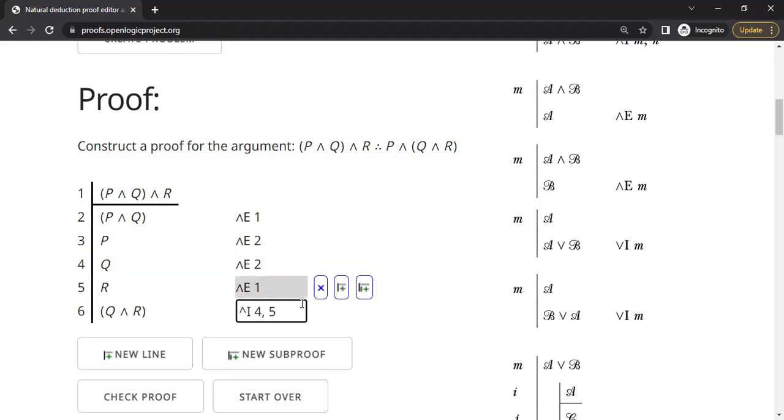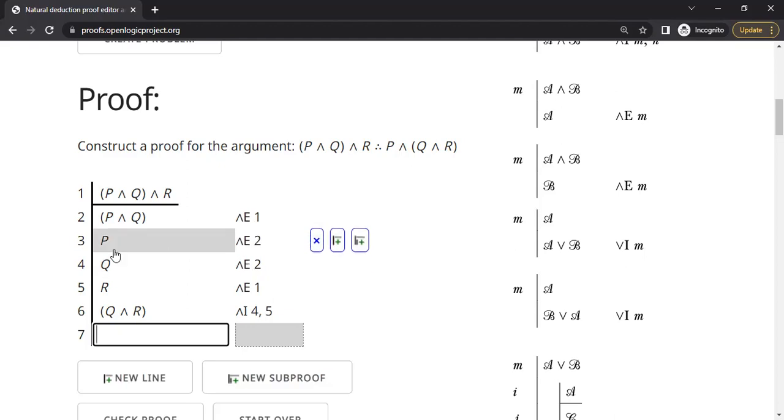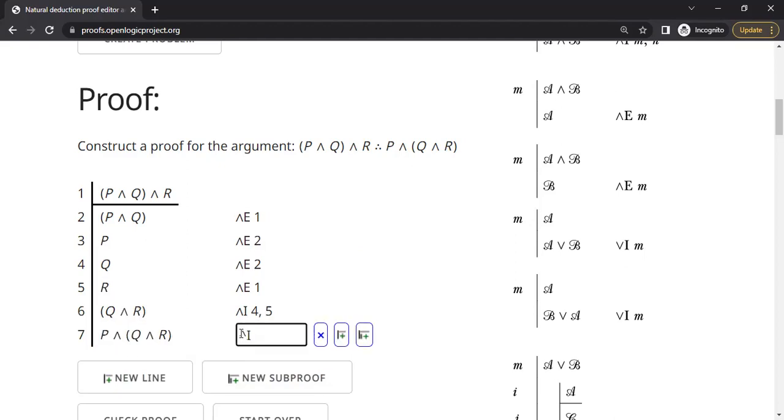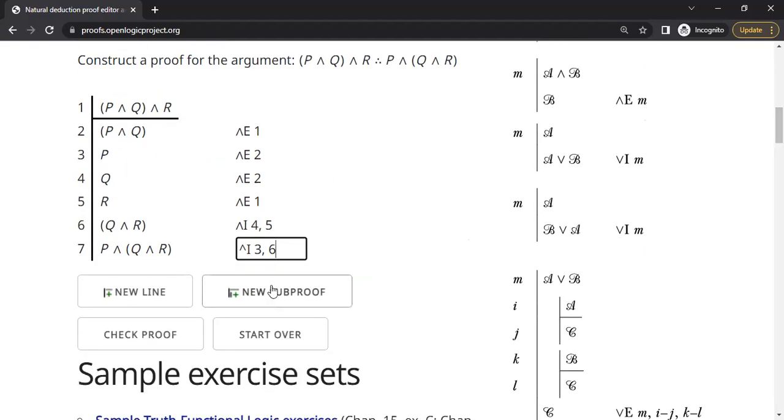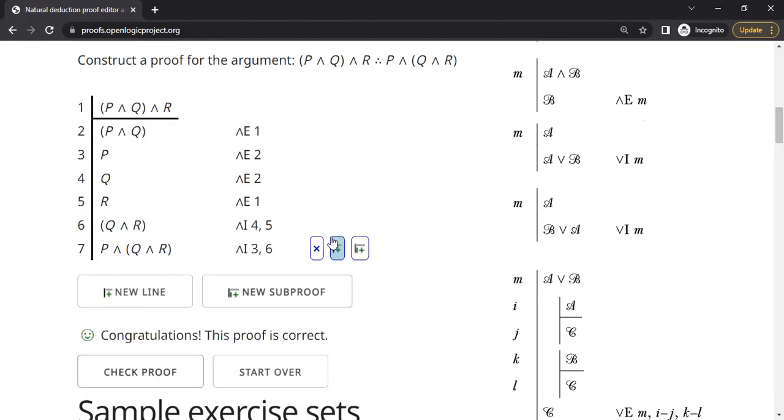So we got that done. Then, since P is true and Q and R is true, we can combine them together using the AND. Okay, the line numbers we need to combine are 3 and 6. All right, so we arrived at the conclusion. This is exactly what we need, and we can ask the proof checker to check whether our proof is correct. Yeah, we got a congratulations message. Our proof is correct.